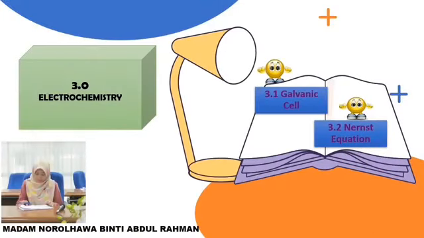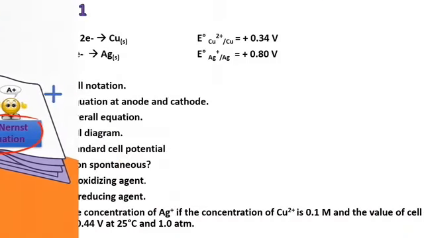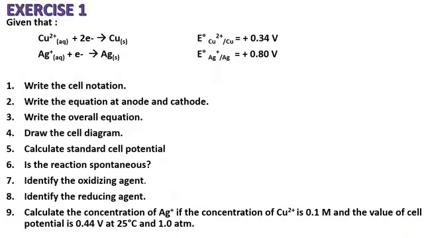Ini adalah video tutorial bagi jam pertama untuk minggu ini, iaitu madam nak cover 3.0 electrochemistry, subtopic 3.1 for the galvanic cell and 3.2 Nernst equation. Okay, proceed with the example of exercise 1. Given that two half reactions, which is half reaction for the copper and silver. So the question number 1 until 9.